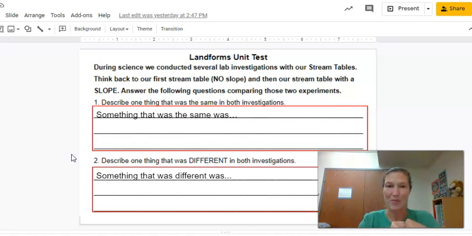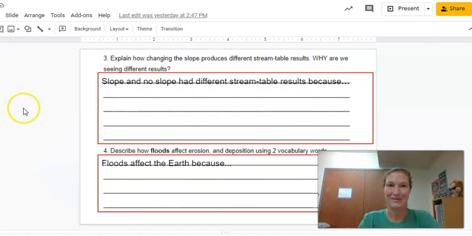Number 2, describe one thing that was different in both investigations. So what happened in one but didn't happen in the other one? So I gave you a sentence starter of something that was different was... All right. Number 3, explain how changing the slope, adding a slope, how did that produce different stream table lab results? Why did we see different things?